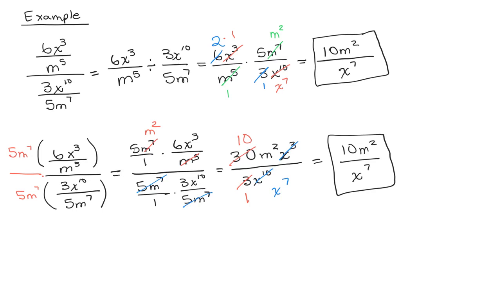It's usually easier to do the top method if you just have a simple fraction in the numerator and a simple fraction in the denominator already.